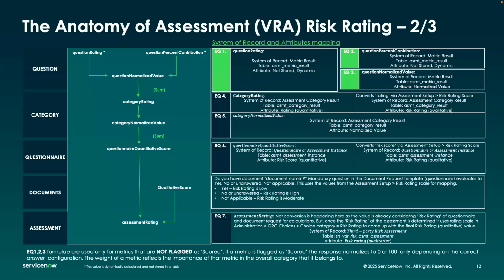Why is this important? Knowing where these scores and ratings are stored and whether they are calculated dynamically or persisted in the database is crucial for creating advanced reports, designing integrations with other systems, troubleshooting unexpected results, performing audits or compliance reviews. So this view complements the scoring methodology we discussed previously by giving you clear visibility into the system of record, helping you understand not just how the numbers are generated, but exactly where to find them.